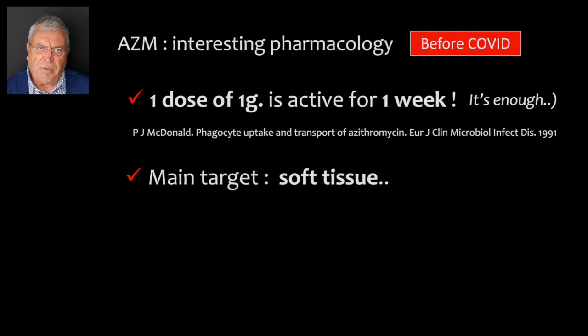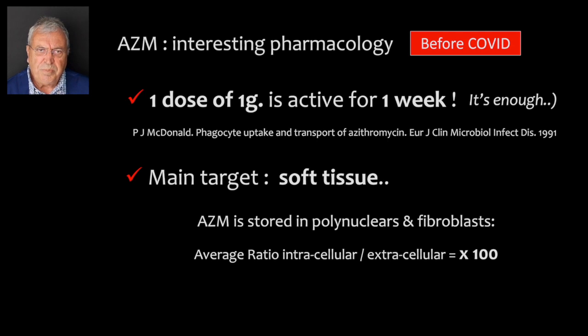The main target of azithromycin is the soft tissue. It accumulates in soft tissue, in the polynuclears and the fibroblasts, with a ratio of more than 100 between intracellular and extracellular. This is the power of azithromycin. And then we started to involve azithromycin in our protocols. First, mixing azithromycin and amoxicillin, but only after a few months we stopped using amoxicillin.